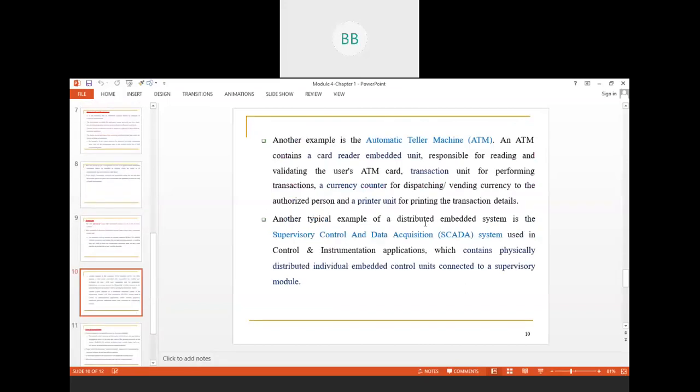For example, consider an ATM system. An ATM system has different types of units to carry out the task smoothly. For example, ATM has a card reader unit that is responsible for reading and validating the card. It has a transaction unit for withdrawing the money. It has a dispatching unit that dispatches the currency, and then a printing unit that prints the transaction details. All these units that perform specific and different types of tasks, put together, form an embedded system. So whatever embedded system you design should be a distributed embedded system.